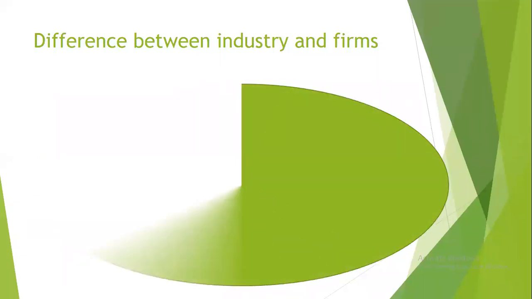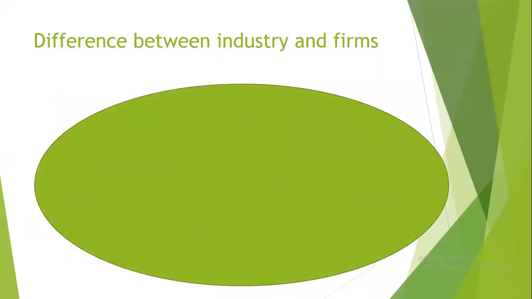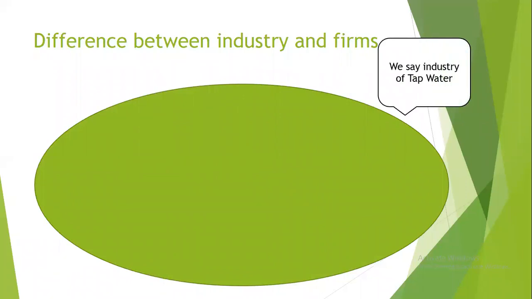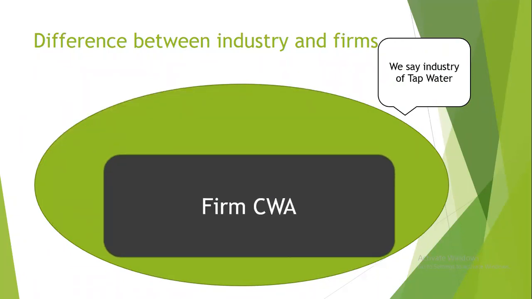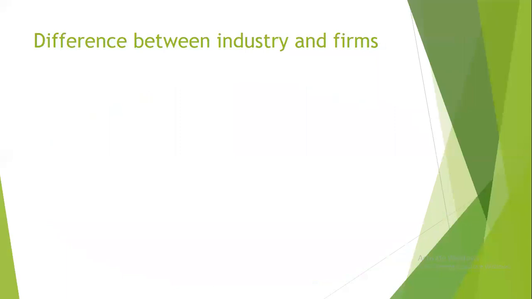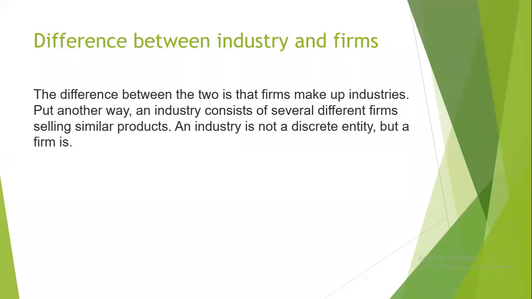We'll send you the slide, so you don't need to copy. We say industry of tap water. Who is the supplier of tap water? We have one firm known as firm CWA. So industry encompasses all the firms. The firms make up the industry. Put another way, an industry consists of several different firms.